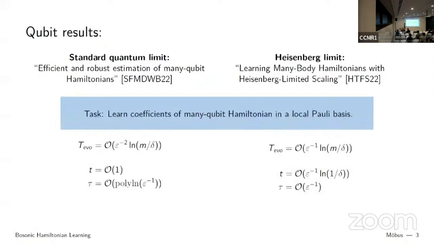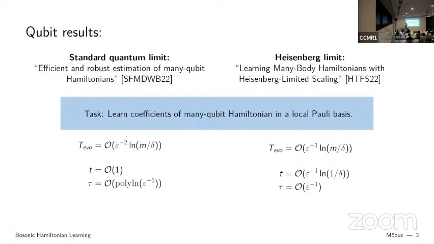So there the task is that you have a qubit system and a Hamiltonian, which you express in terms of two-body Pauli matrices, more or less in a Pauli basis. And now you want to learn the coefficients there. The standard quantum limit result scales like this: you have the precision epsilon to the minus two, and logarithmic in M, which is the system size, and delta, the underlying probability. One very important aspect is that you have the system size only logarithmically in M. So you kind of use the locality, like nearest neighbors, which you assume on the Hamiltonian.